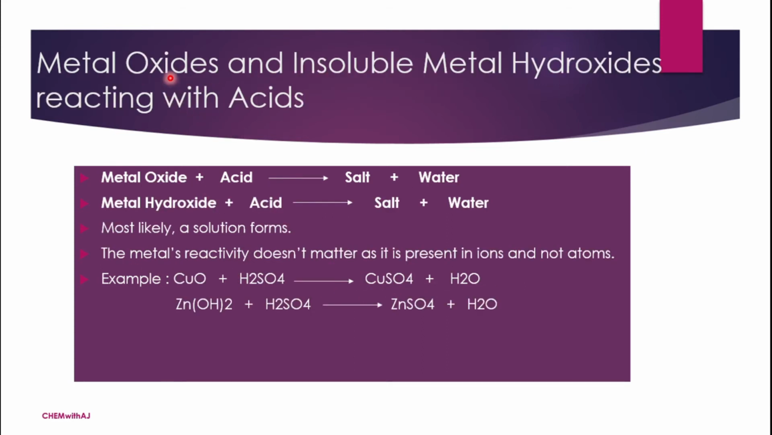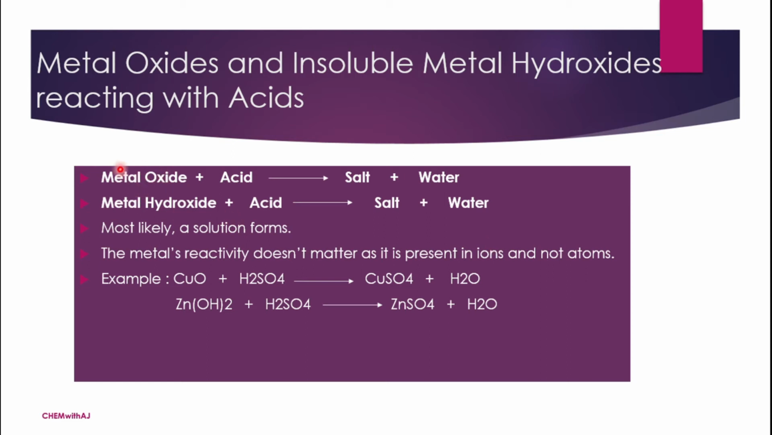Then we have metal oxides and insoluble metal hydroxides reacting with acids. Metal oxide plus acid gives us salt and water. This is the general equation. Metal oxide plus acid gives us salt and water. Metal hydroxide plus acid also gives us salt and water. More often than not, a solution will form, as the salt will dissolve. The metal's reactivity does not matter as it is present in ions and not in atoms.